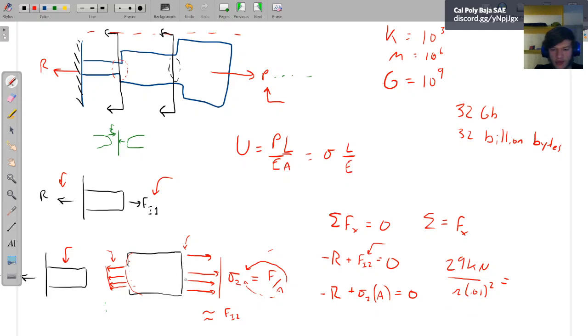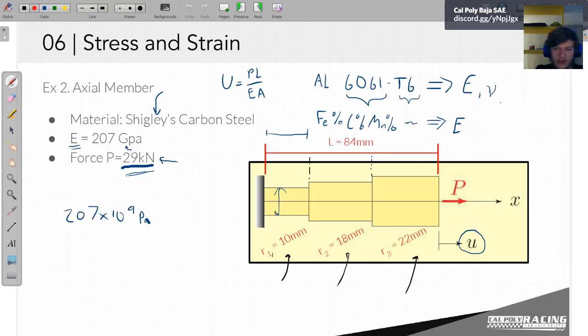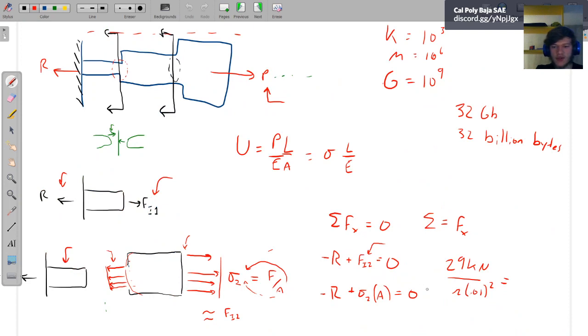Here, what did I say the middle one is? So this is 18 millimeters. So in the second section, now instead of 0.01, this is 0.018 because it's 18 millimeter radius. So as our internal area increases, our stress decreases, right? As this area goes up, the internal stress is going to go down.